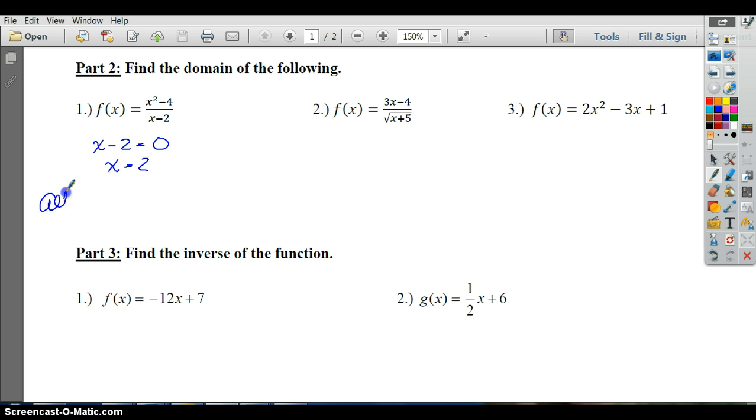So this would be all reals except x equals 2. If we're writing this in interval notation, we would go from negative infinity to 2, parenthesis, this is not included, and, sorry, I put that upside down, and from 2 to positive infinity. I think I was right the first time.